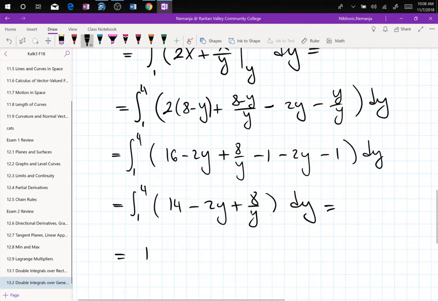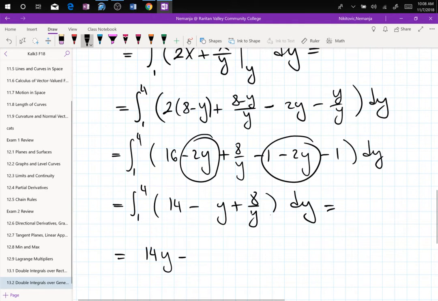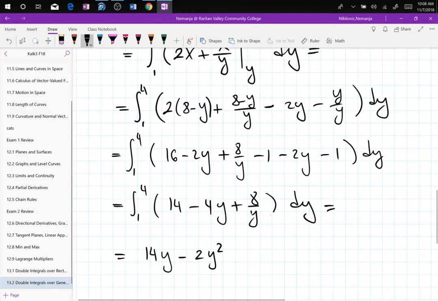So 14 is going to be 14y. Minus 4y. Oh, minus 4y, yes, thank you. 2y and 2y, so minus 4y. Yep. Now we have y squared, so it's 2y squared. And what's my integral over here? Eight over y? Very good. ln absolute y, right? Computed from 1 to 4.